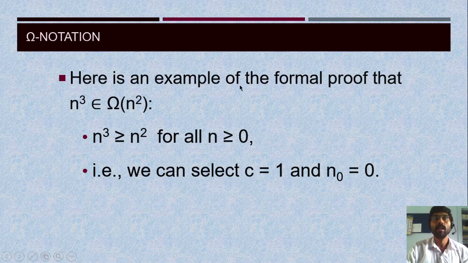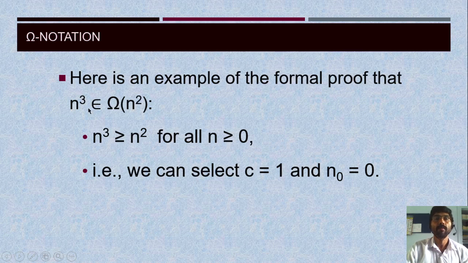Here is an example. If our algorithm shows a cubic operation like n cube, and we assume that another algorithm has the expression n square, we can say that n cube is always greater than n square. So I can say n cube, a cubic operation, belongs to omega of n square, when the n value is 0 or more. When the n value is 0, both are the same. But when the n value is greater than 0, it's always n cube that is higher.